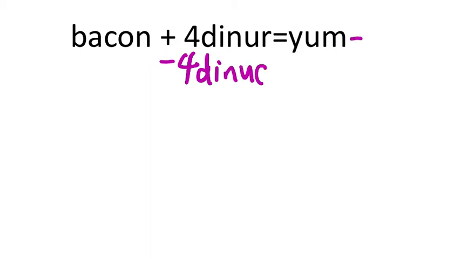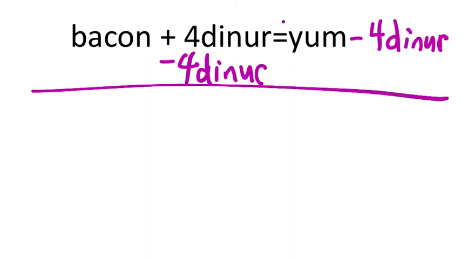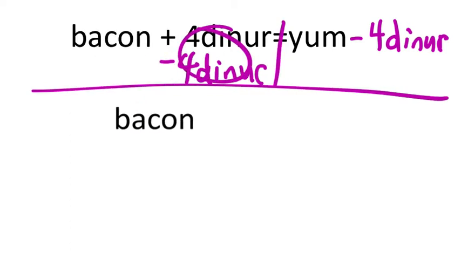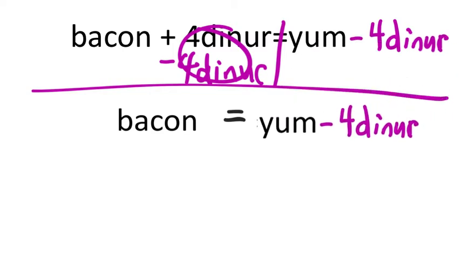Maybe I should have just copied that because my handwriting, I think it's getting worse. Whatever. Yeah, got to do it to both sides to zero that out. Now, here we go. Bacon equals yum minus for dinner. See, that doesn't make any sense anymore. I don't feel too bad about that, though.